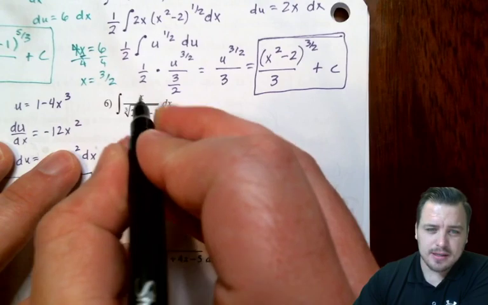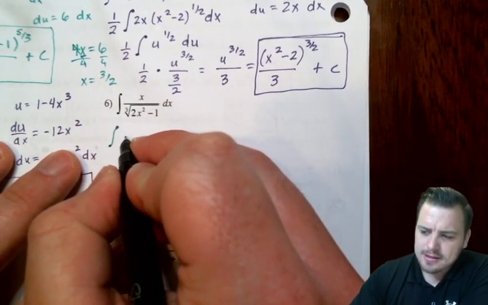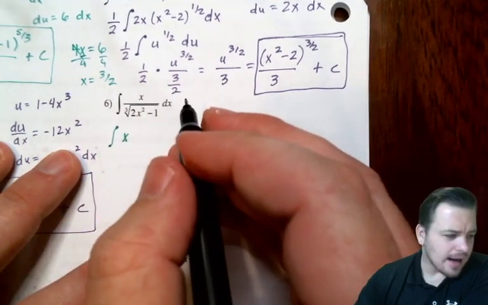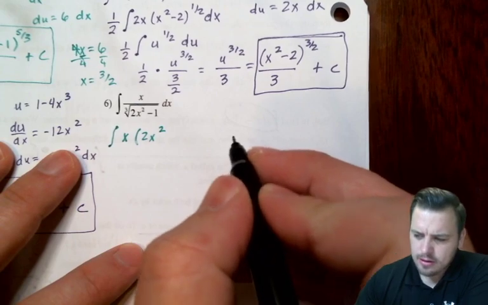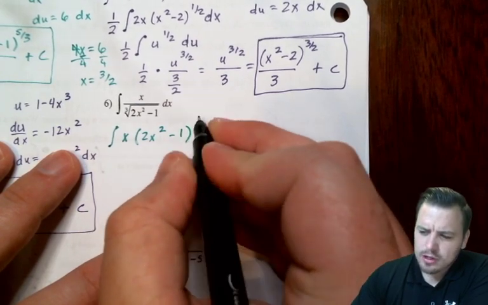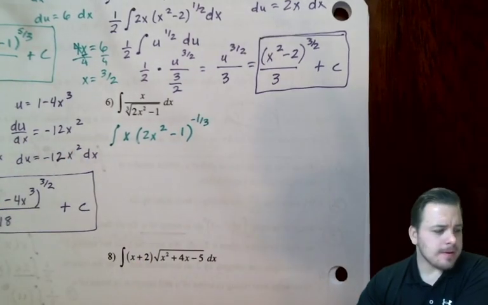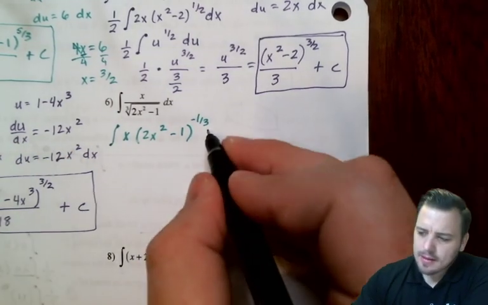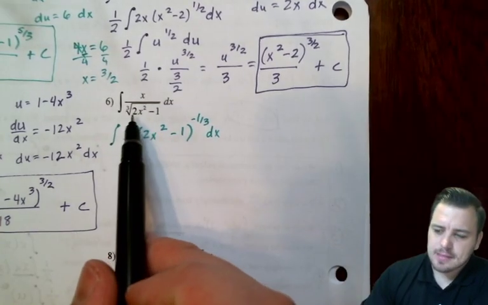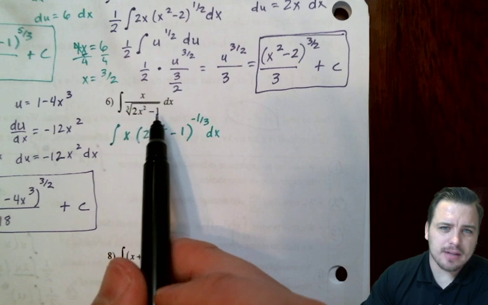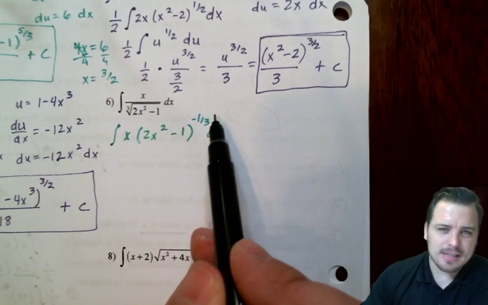So going from this to the integral of x times 2x squared minus 1 to the negative 1/3 dx. So again, that's just changing 2x squared minus 1 to the 1/3 on the bottom and then moving it to the top by making the exponent negative.